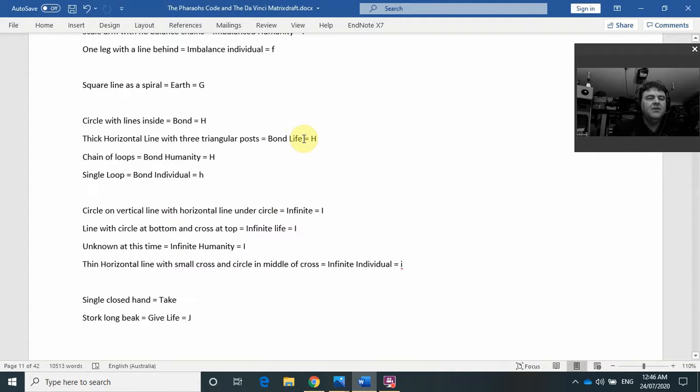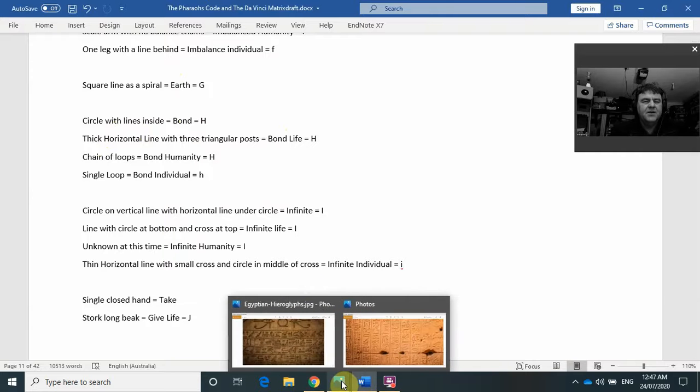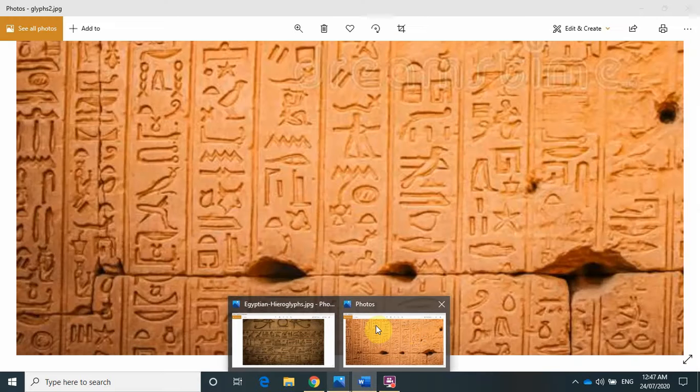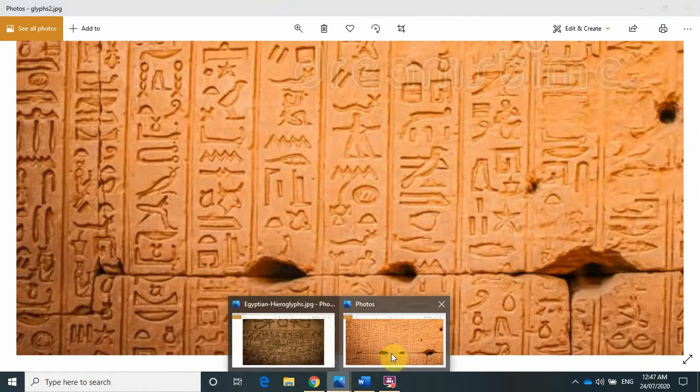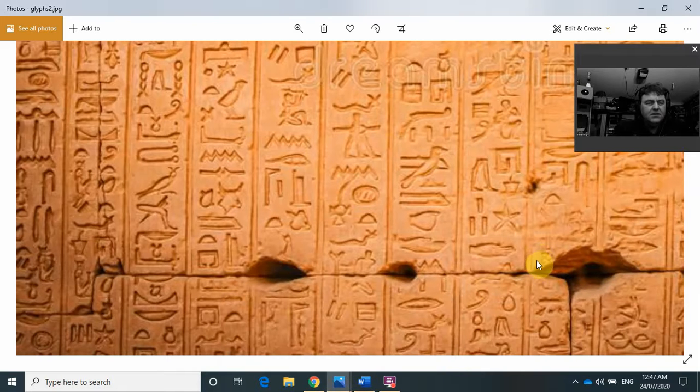Okay, so the bond for life at this stage, I believe it is a thick horizontal line, like the rectangular thick lines for the inorganic matter. But in this case, it's got the 3 triangular posts on it. So this one, I would like to see a few more confirmations from a few more glyphs and make sure it is the right concept or the right symbol for that concept. And let's see if we can see where it is.